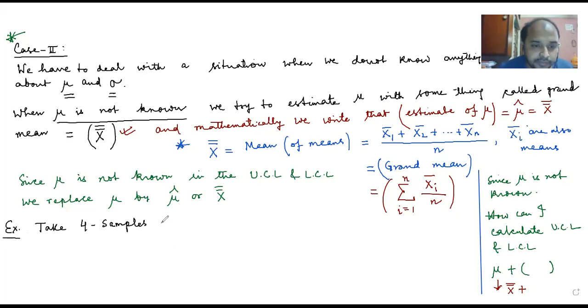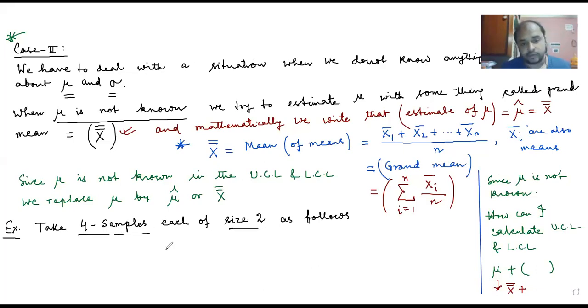Take 4 samples, each of size 2, as follows. Suppose it's an example I'm showing you, to let you know how we calculate X bar bar. Okay, how do you want to select the samples? Say your S1 is sample 1, and that is equal to, say, first value is 1, second value is 2.